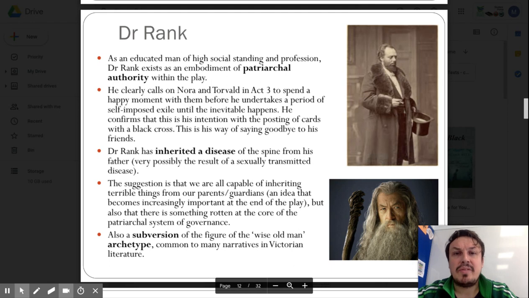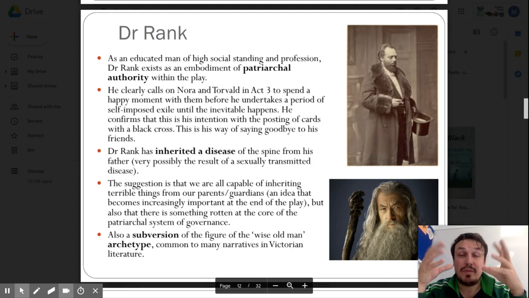So as an educated man of high societal standing and profession, Dr. Rank exists as the embodiment of patriarchal authority. He clearly calls on Nora and Torvald to spend a happy moment with them before he undertakes a period of self-imposed exile until he inevitably succumbs to his illnesses. He confirms this intention with the postcard of a black cross, so it's very obvious symbolism there. Dr. Rank has inherited disease of the spine from his father, very heavily suggested to be from sexually transmitted disease, and this introduces another very important element.